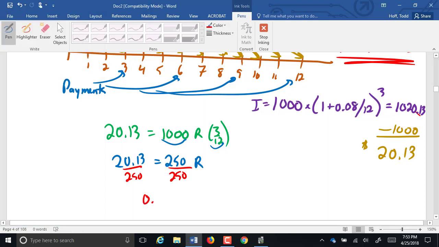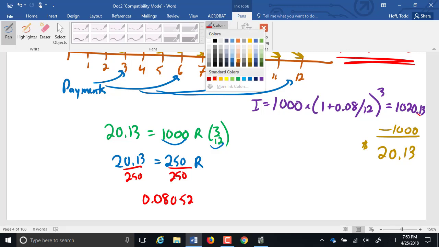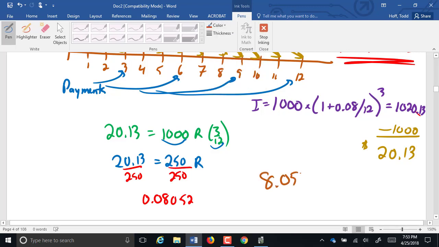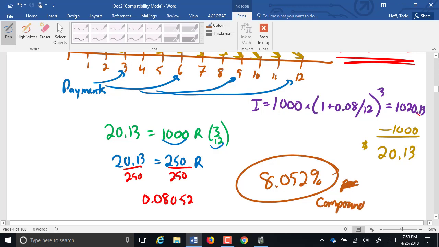0.08052. I am going to actually keep that as 8.052%, which is my effective rate. That's compounded quarterly now. So what that's saying is 8% compounded monthly is equivalent to 8.052% compounded quarterly.